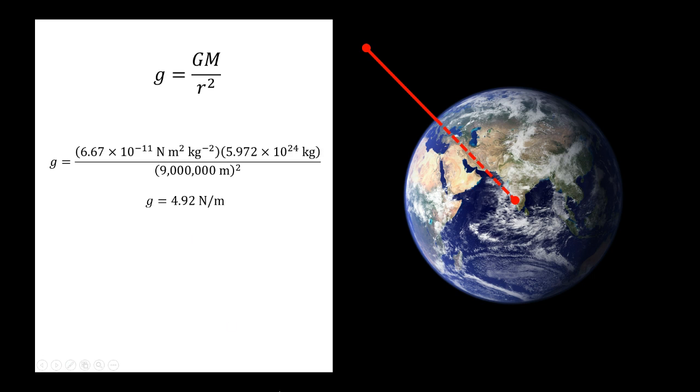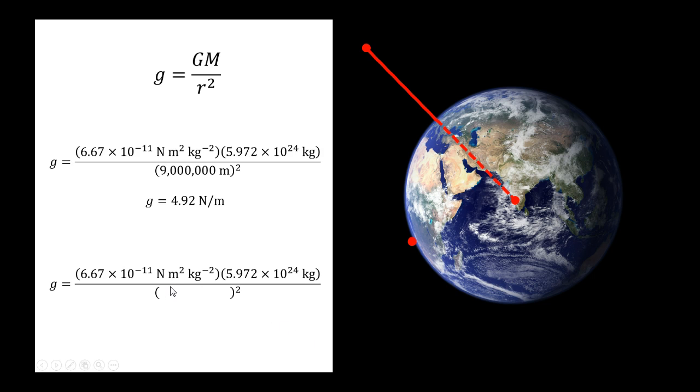When you do this calculation, what do you get? 4.92 newtons per meter. But wait, what if we chose a point that was right here on the surface of the Earth, and we calculated the value of g right there? After all, don't we know what g equals at the surface of the Earth? Isn't it 9.81? Let's see if this equation has anything to do with that same g. Okay, so once again, we have to plug in first the universal gravitational constant. Then we plug in the mass of the Earth, which is the same as above.